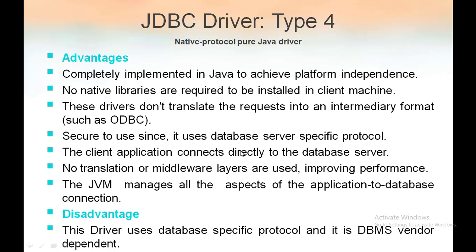Client application is directly connected with the database server, which means this driver uses a direct connection, 2-tier architecture. No translation or middleware layer is used, which improves the performance. And the JVM, Java Virtual Machine, manages all the aspects of the application to database connection. These are the advantages of type 4 driver. This driver uses a database specific protocol and it is DBMS vendor dependent.